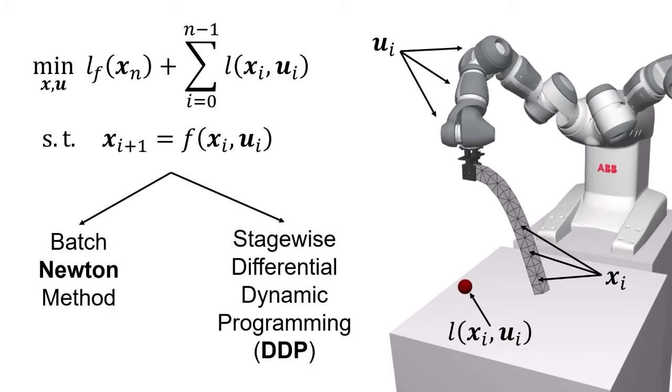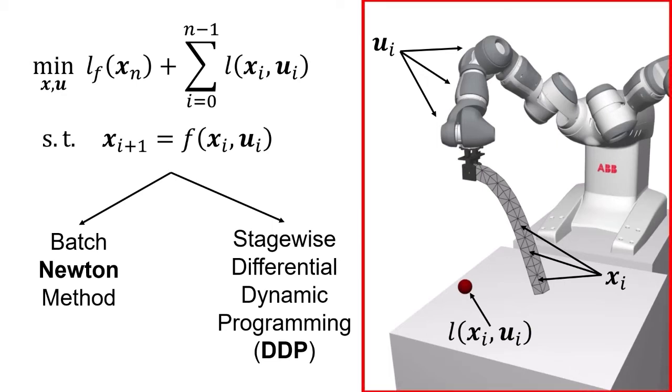Specifically, we investigate and compare the performance of two different optimization strategies: Newton's method and differential dynamic programming. Briefly, Newton's method is a batch approach that optimizes the entire trajectory simultaneously and therefore often treats it as a general optimization problem. In contrast, DDP is a stage-wise method that processes the control sequence recursively, starting from the end of the trajectory. In this talk, we are going to focus more on the application rather than the comparison of these two methods. More details about how they differ in their formulation and performance are presented in the paper.